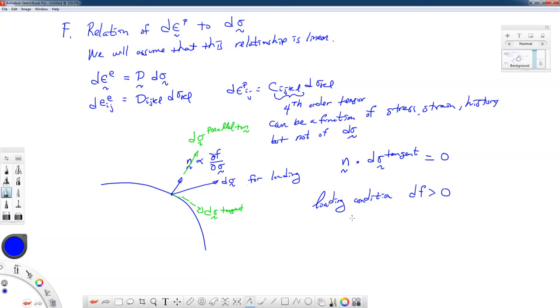And this loading condition can be expressed as partial derivative of f with respect to sigma ij, and it's in the n direction, dotted with the d sigma ij being greater than 0. Okay, so we're only going to allow loading if we have a stress increment vector that has some portion of it in the direction of n. And if that's the case, the portion that's tangent doesn't contribute to loading.